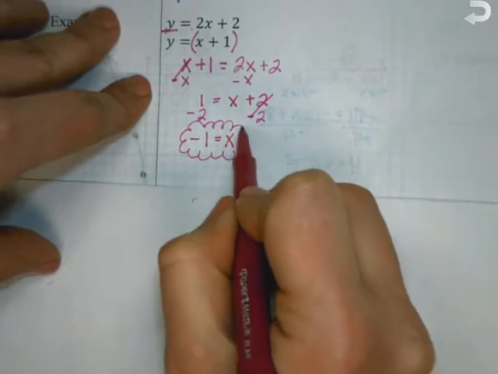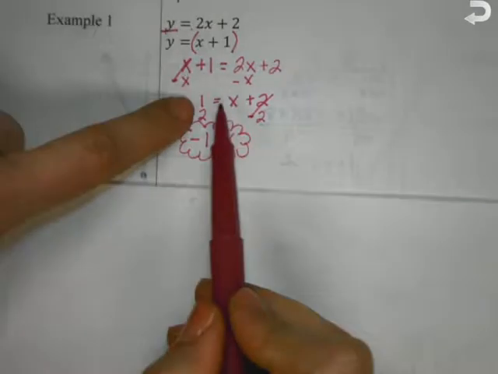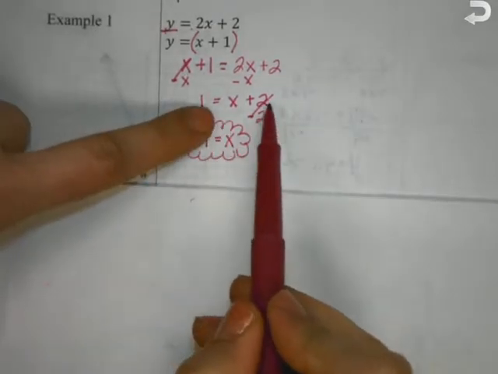Why is it negative 1? Because we had 1 equals x plus 2, and we had to subtract 2 from both sides.